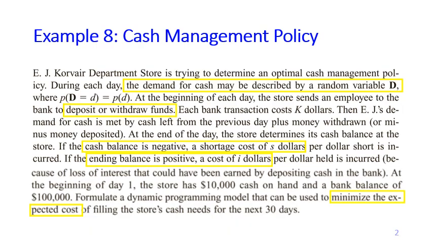In this example, a department store is trying to determine an optimal cash management policy. The difficulty here is that the demand for cash is a random variable. It means that you cannot know for sure how much the demand for cash will be today in your department store. The probability that the value is exactly d is pd. So big D is a set of many possible values, and the probability that a specific value d happens is pd.